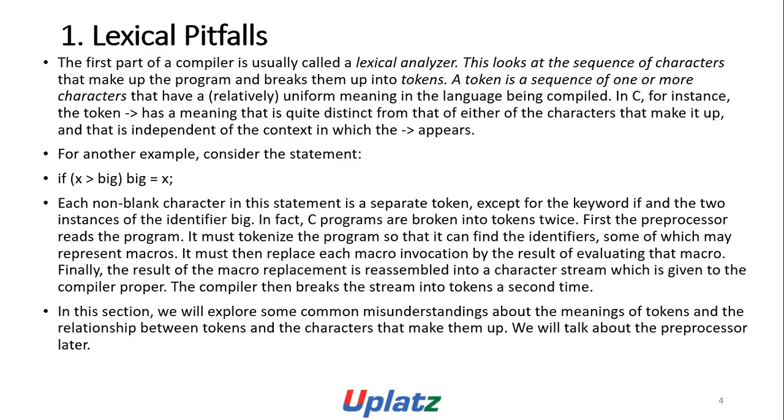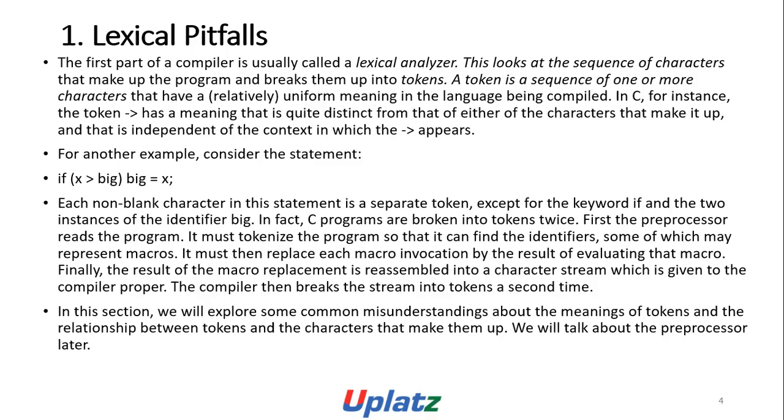Lexical pitfalls. The first part of a compiler is usually called a lexical analyzer. This looks at the sequence of characters that make up the program and breaks them into tokens. A token is a sequence of one or more characters that have a relatively uniform meaning in the language being compiled. In C, for instance, the token == has a meaning that is quite distinct from that of either of the = characters that make it up, and that is independent of the context in which the == appears. For example, consider the statement: if (x >= big).